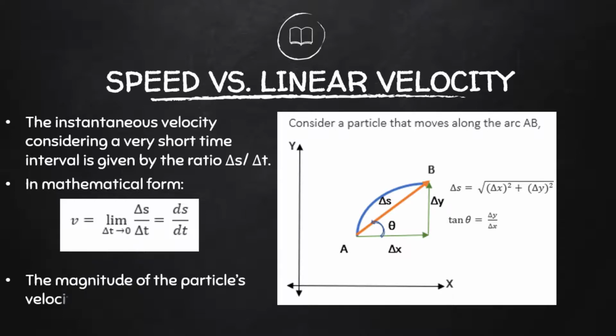The magnitude of the particle's velocity is called the speed. In other words, the instantaneous velocity, or the linear velocity of a particle, considers both the magnitude and direction of the change in position of a particle while it is in motion, while speed is only considering the magnitude of the change in position of a particle's motion.